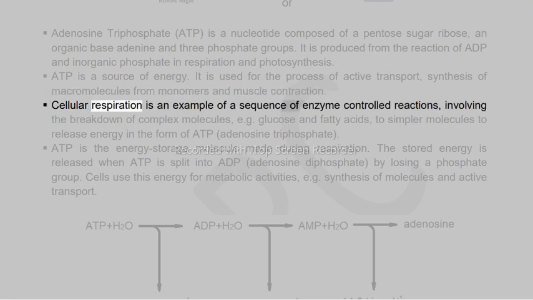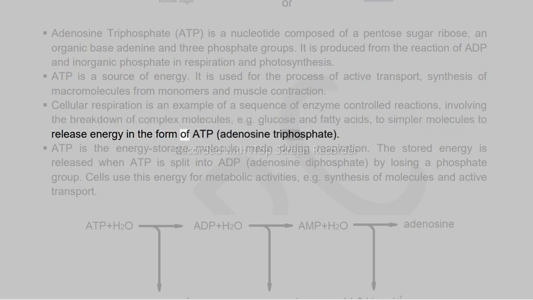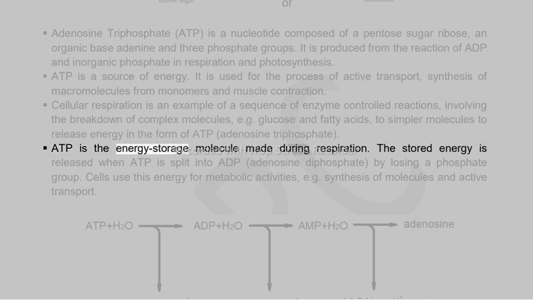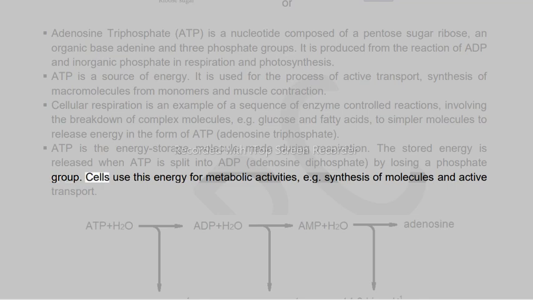Cellular respiration is an example of a sequence of enzyme-controlled reactions involving the breakdown of complex molecules, e.g. glucose and fatty acids, to simpler molecules to release energy in the form of ATP, adenosine triphosphate. ATP is the energy storage molecule made during respiration. The stored energy is released when ATP is split to ADP, adenosine diphosphate, by losing a phosphate group. Cells use this energy for metabolic activities, e.g. synthesis of molecules and active transport.